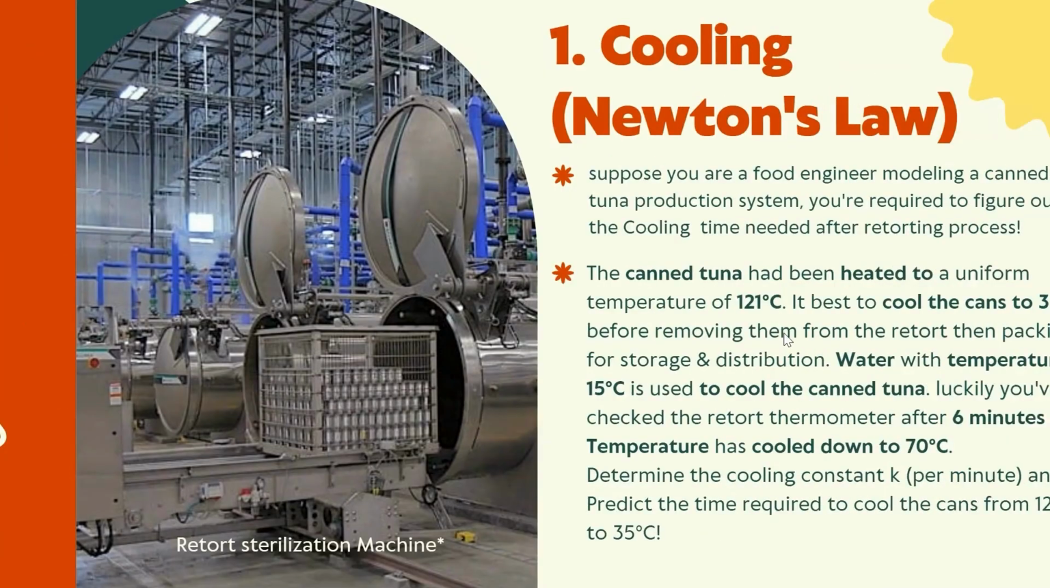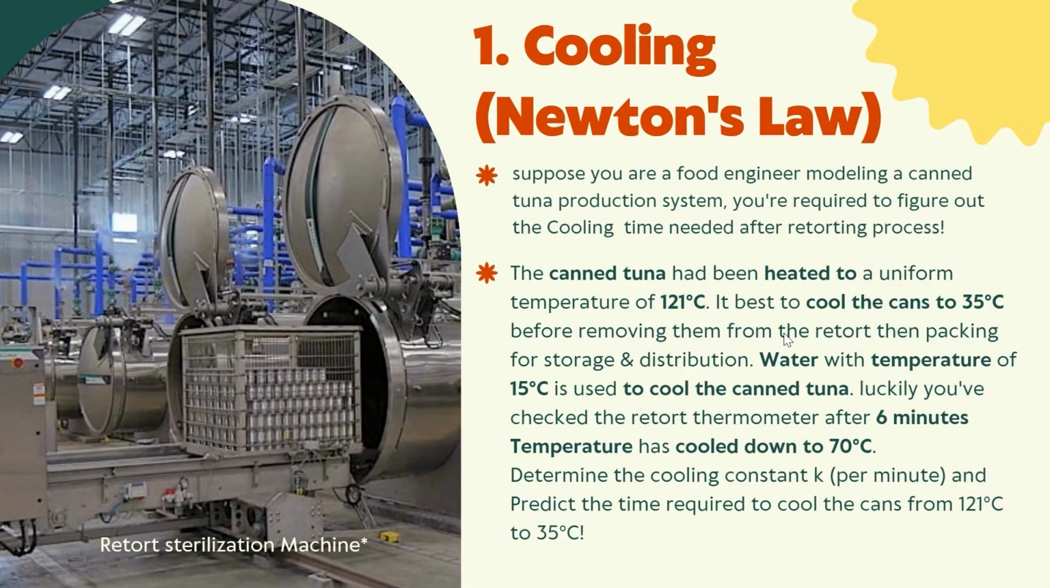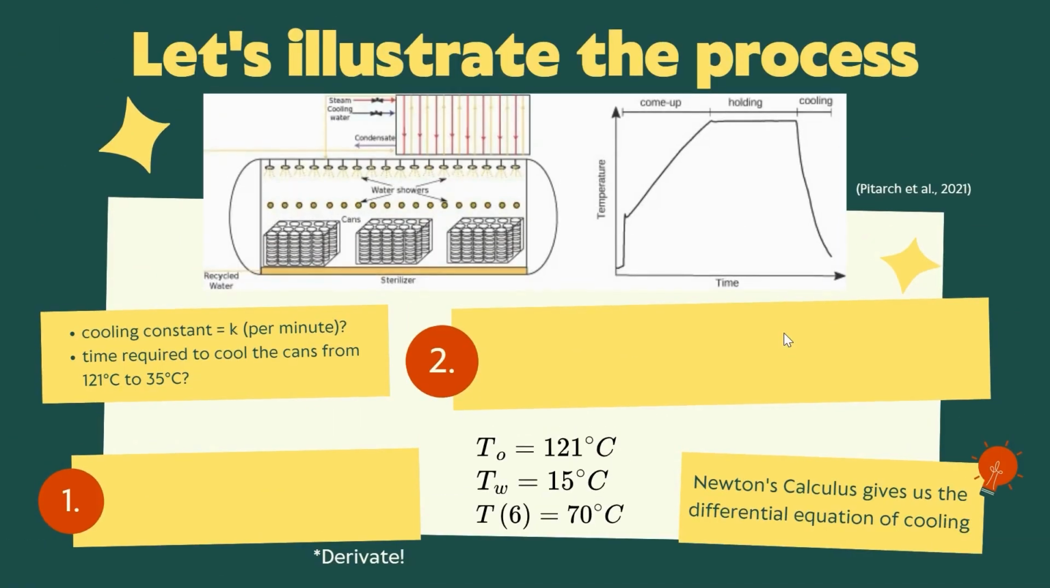Or rather, just one. Suppose you are a food engineer modeling a canned tuna production system. You're required to figure out the cooling time needed after the retorting process. On your left here is a retort sterilization machine, in case you didn't know. I'm going to give you time to read the question by yourself. 3, 2, 1. Alright, now let's make it easier.